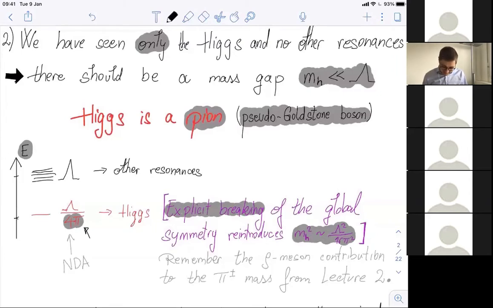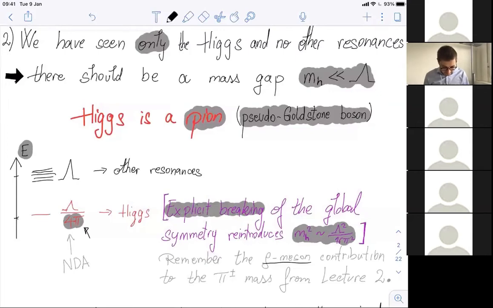At this point, I would like to remind you of the Rho meson example from lecture 2. Remember, in lecture 2, we calculated the mass splitting between charged pion and neutral pion, coming from the quadratic sensitivity to the mass of the Rho meson, and we concluded that this splitting is roughly consistent with the mass of the Rho over 4 pi. So the correction was of that type, and that effect is actually measured and explains the mass difference.